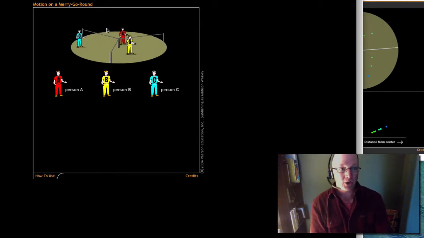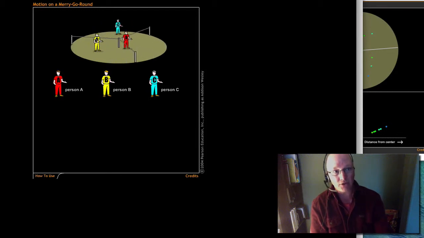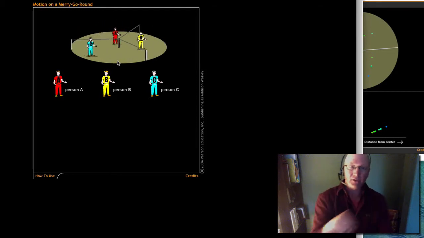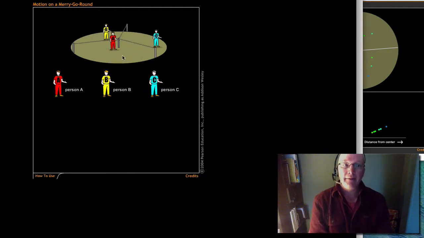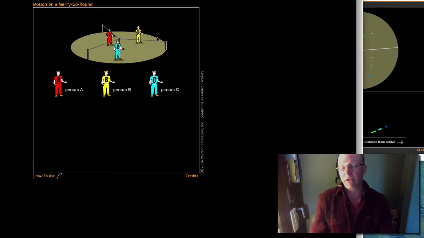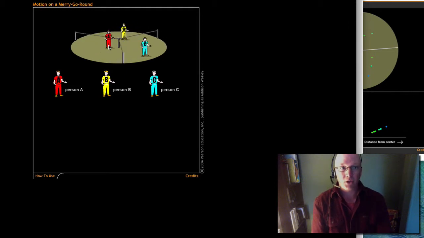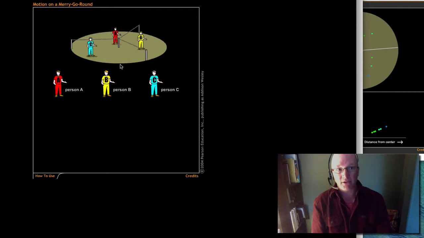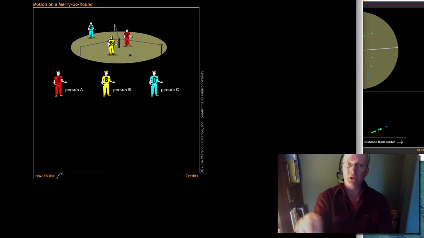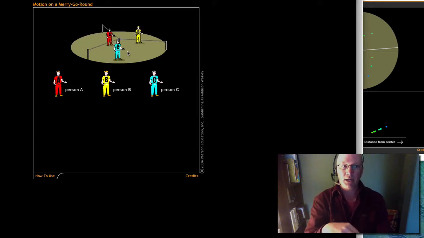Well, if you've ever been on a merry-go-round, you'll know that since every single person on the merry-go-round has to traverse the same angular distance in the same amount of time, if you're at the edge of the merry-go-round, your velocity in meters per second is faster than if you're interior or closer to the center. So this person can go slower because they have less physical distance to go. This person has to go faster because they have further distance to go, even though they're going around the same angular 360 degrees each time.